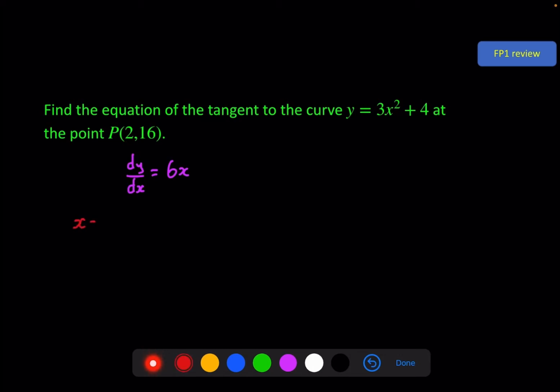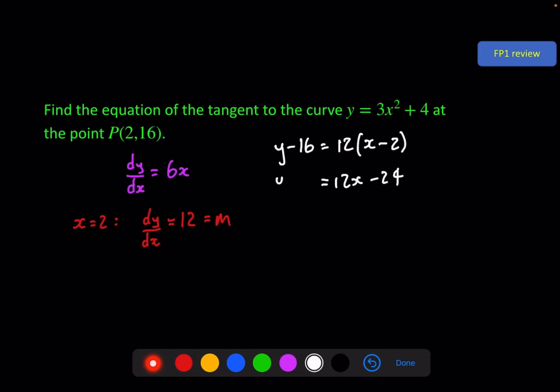So when x is equal to 2, dy by dx is equal to 12, and this is the m in our straight line equation, which we can now use. y minus y1, the y coordinate at the point is 16, equals 12 times x minus x1, which is 2, and then we can put that in whatever form we like. In this case, I'll put it in y equals mx plus c form, so here we've got a minus 8. And this is the equation of the tangent to the curve at the point P.